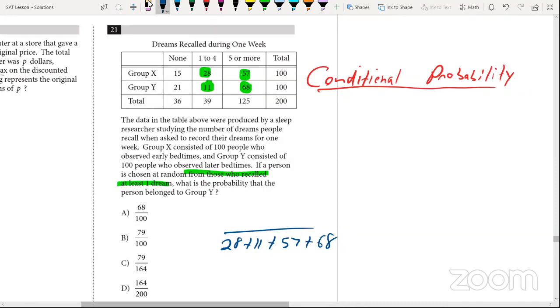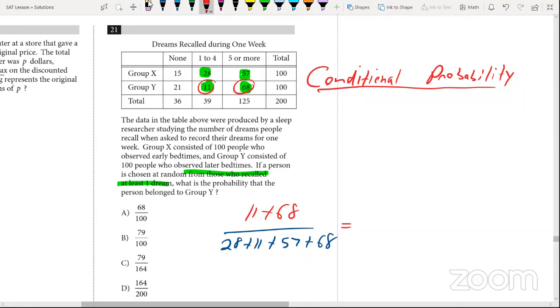And from that number, what's the probability that they belong to group Y? Well, which of these belong to group Y? These two did, 11 and 68. So once again, the idea of the conditional probability or conditional fractions is the idea that we have a smaller group of data that we're choosing from.